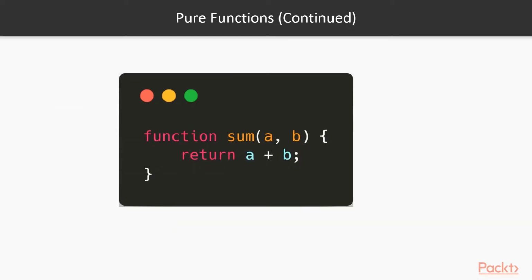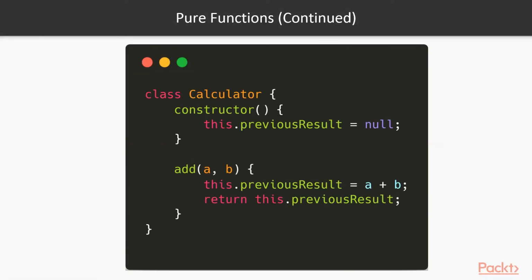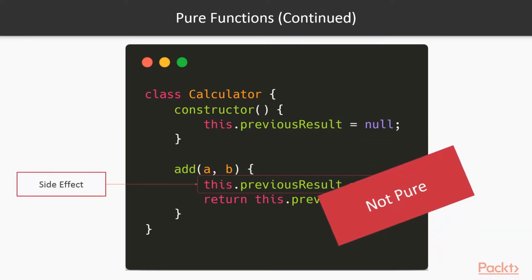This function, for example, accepts two numbers and returns their sum. It does not in any way affect shared state, and the results of its actions are only visible by inspecting its return value. So this function is pure. This function, however, and we mean the add function within the calculator class, mutates the internal class state by storing the result of the addition to a variable potentially used by some other method in the class. This is a side effect, and therefore the function is not pure.